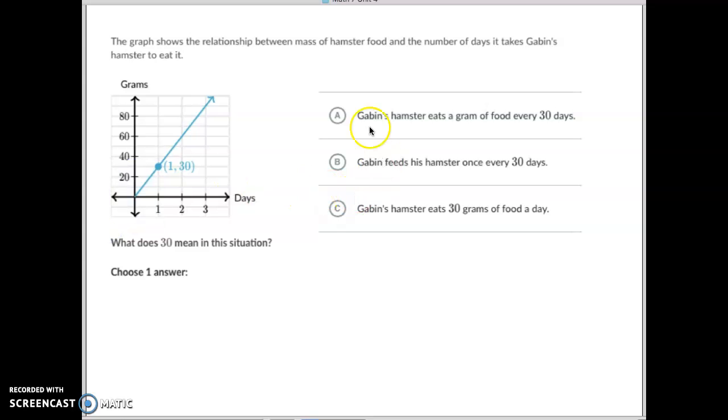So which one has the hamster eating 30 grams of food every day? Let's see, what does A say? The hamster eats a gram of food every 30 days. Nope, that's not true. This one says Gavin feeds his hamster 1 ounce every 30. No, that's not true. Gavin's hamster eats 30 grams of food per day. That's the one we want right there. And that's how you do this one.